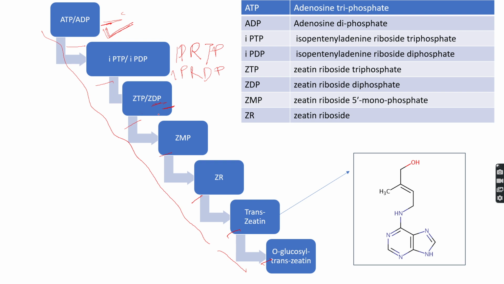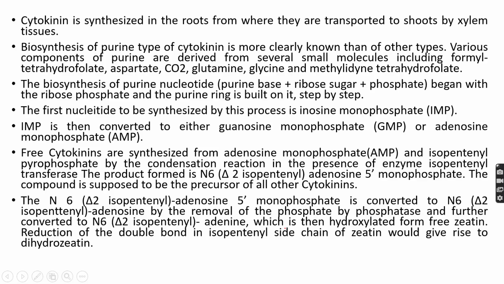Here this phosphate group is being removed to form zeatin riboside, and again this riboside group is being removed to form trans-zeatin. So this is the bioactive zeatin. The structure is like this, and the inactive state form of this zeatin is basically O-glucosyl trans-zeatin.